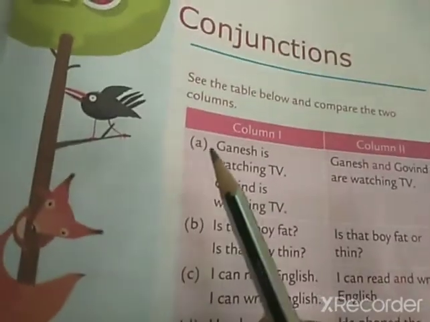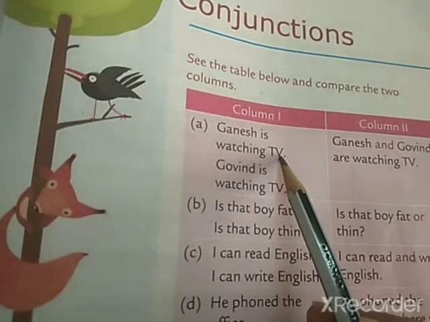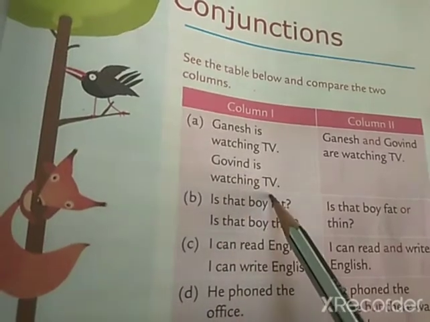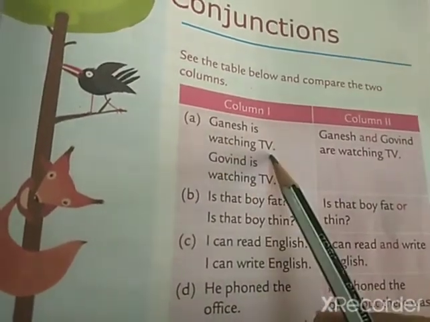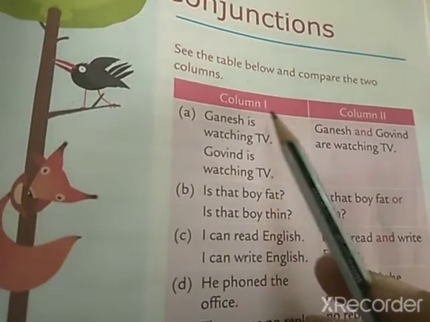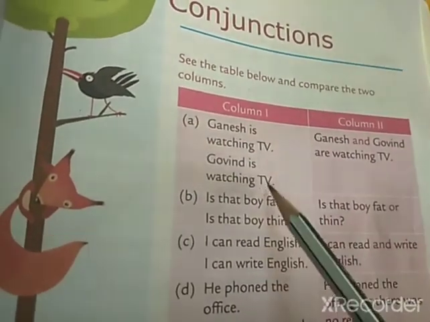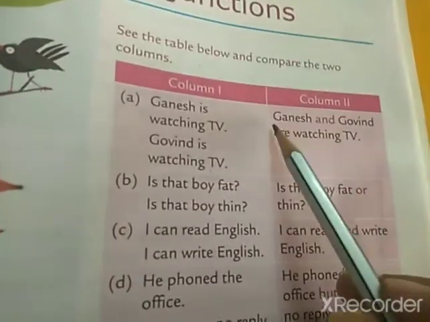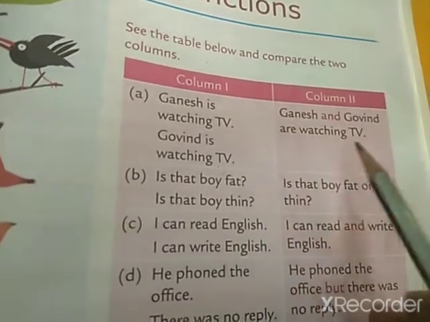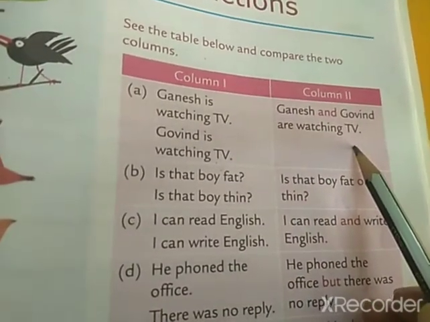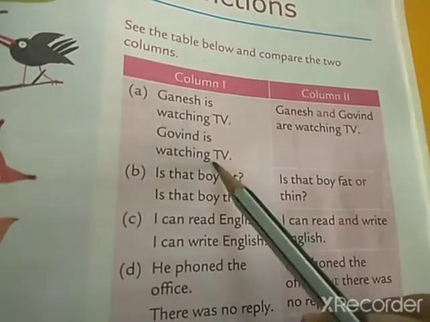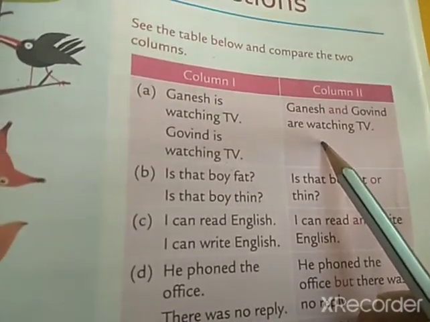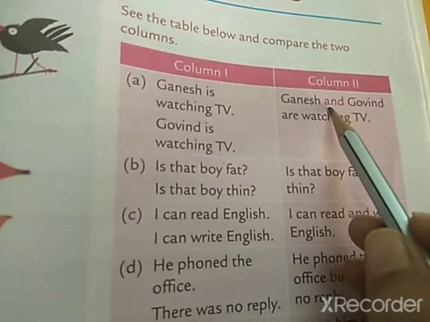See the first example. Ganesh is watching TV. Govind is watching TV. Yes, these two sentences are there. In both sentences, what is common? Watching TV is common. So we can write like this: Ganesh and Govind are watching TV. So children, what we did, we combined these two sentences and made one sentence out of them. What we have added to combine these two sentences is and.